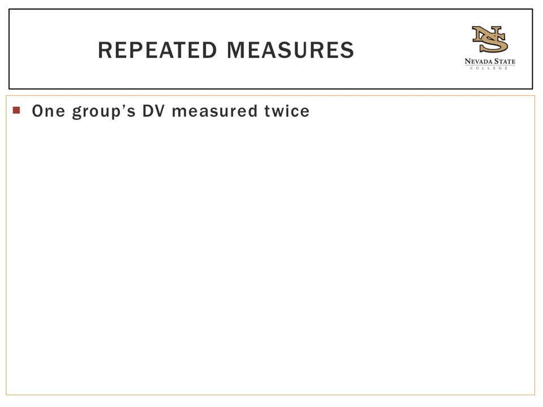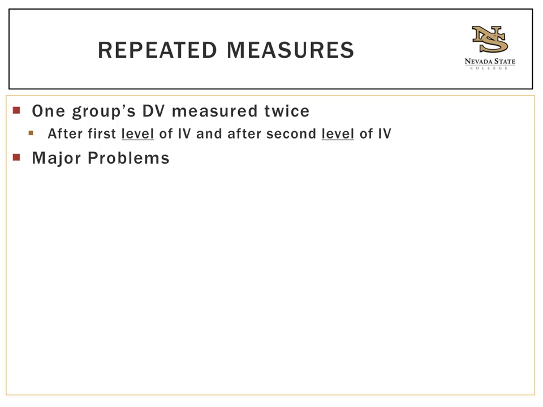So with this repeated measures, one group's DV is measured twice. So after the first level of your IV, in our example, it's no exercise. And then after the second level of your IV, in our example, it's regular exercise. But there are some problems. So again, this might seem a very intuitive design to conduct research, but there are some problems that you want to make sure that you address within your design.